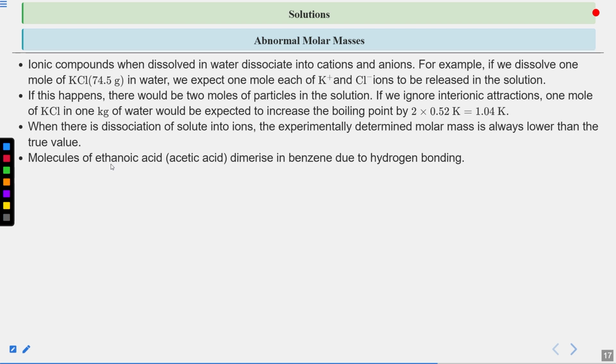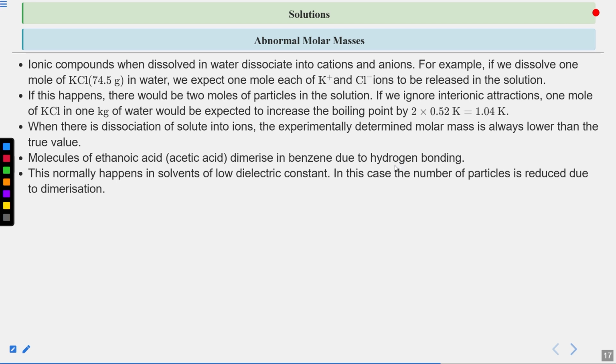Consider the ethanoic acid. The previous example was of dissociation. This is of association. In this, what will happen? 2 moles of ethanoic acid, which is also called acetic acid, will dimerize. It will be dimerized to form a single entity in the benzene. And it is happening due to hydrogen bonding. Now, this will decrease the number of particles. Of course, if you have dissolved 2 molecules of acetic acid, in the solution phase we have only 1 molecule as a whole, and it is happening due to dimerization.